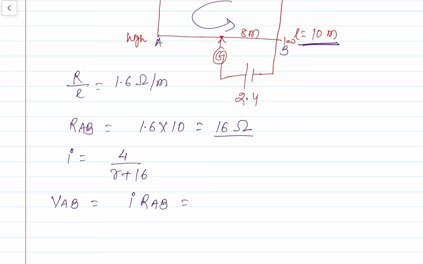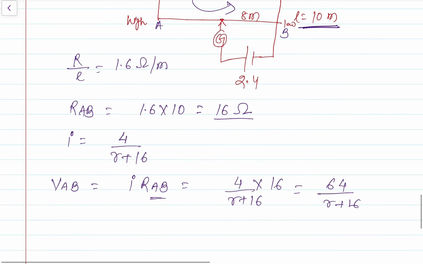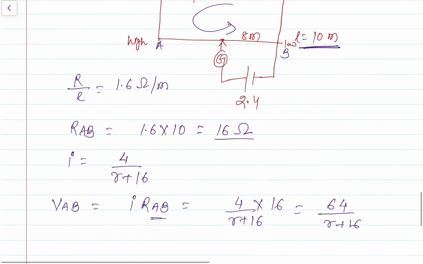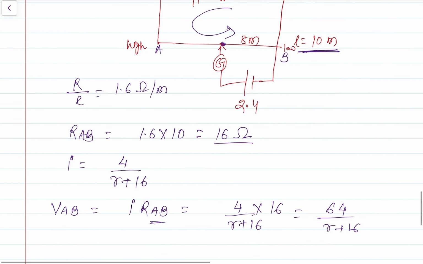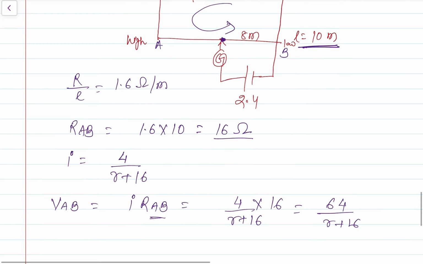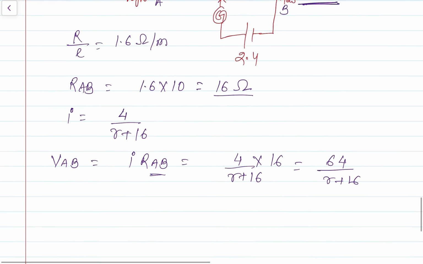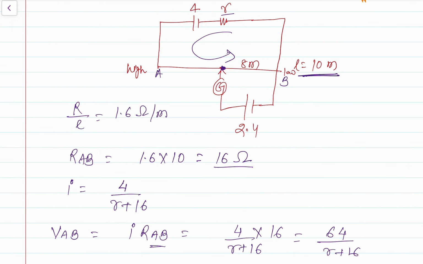Okay, so I is 4 by R plus 16, and now resistance of potentiometer wire is how much? It is equal to 16. So here 64 by R plus 16, right? Now, so here it is given balance point is obtained at this point. Okay, so we can now write as, let's take this point as C.